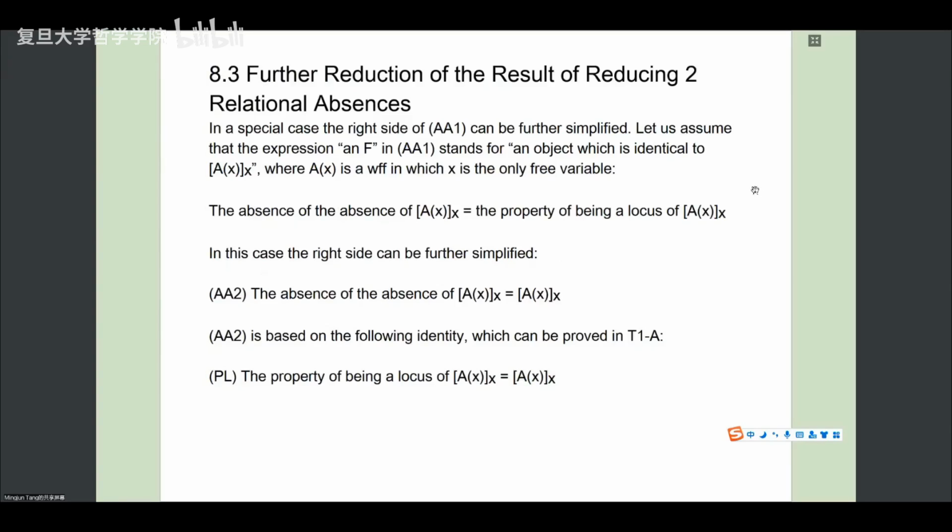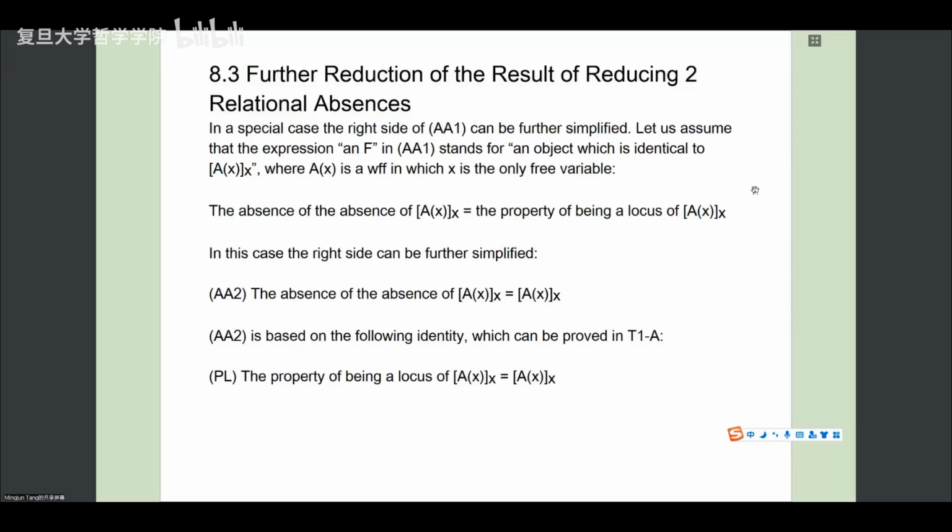Some further results in a special case. The right side of AA1 can be further simplified. So AA1 was: the absence of F is the property of being a locus of an F. In a special case, the right side can be further simplified. Let us assume that the expression an F in AA1 stands for an object which is identical to an x such that A of x, where A of x is a wff in which x is the only free variable. Then we can say the absence of being an x such that A of x is the property of being a locus of being an x such that A of x. This is what we had before already.